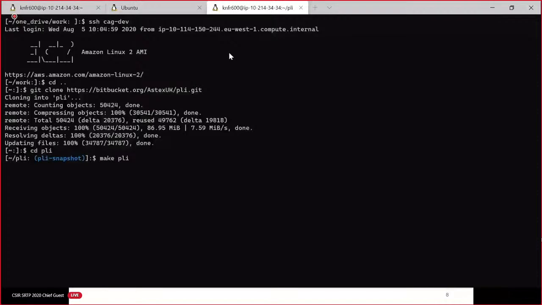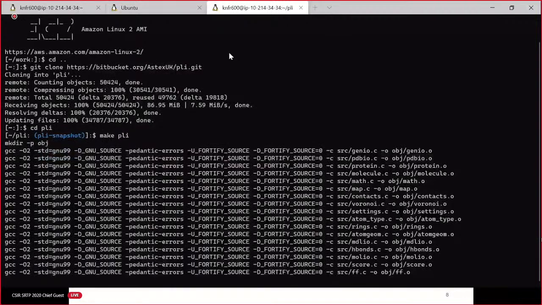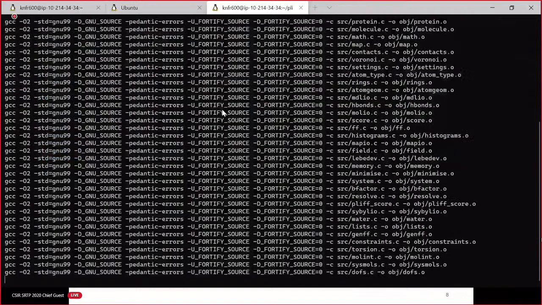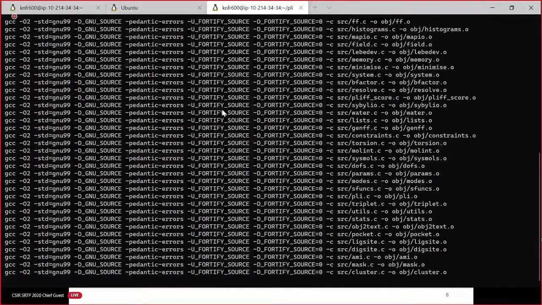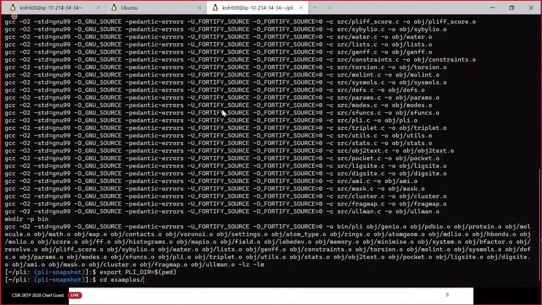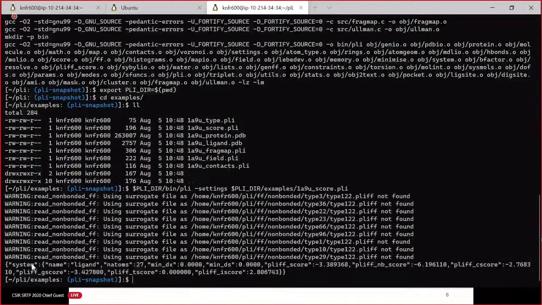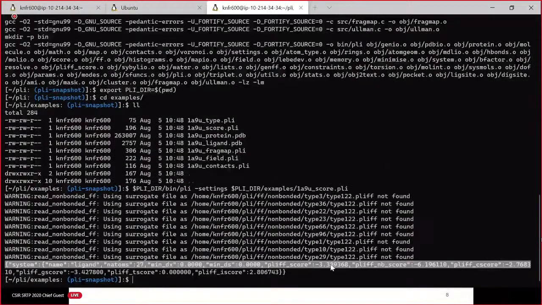Run the command to build the program. And then you just set the PLI directory that your program is in. Then there is some example code here that you can run. For example, you can run it on the example complexes file there. You run it and you get a JSON object which tells you the PLIF score for your complex.